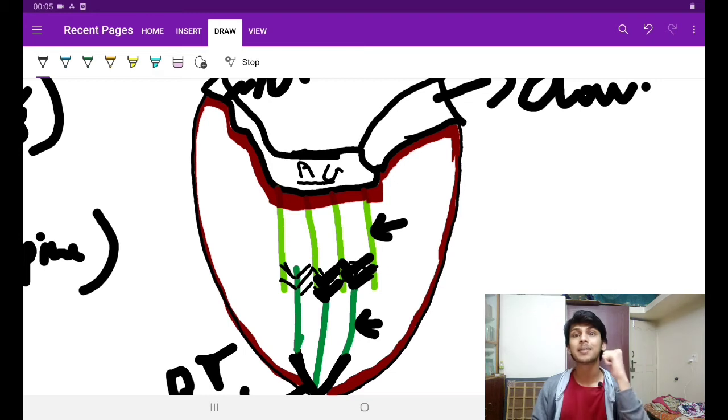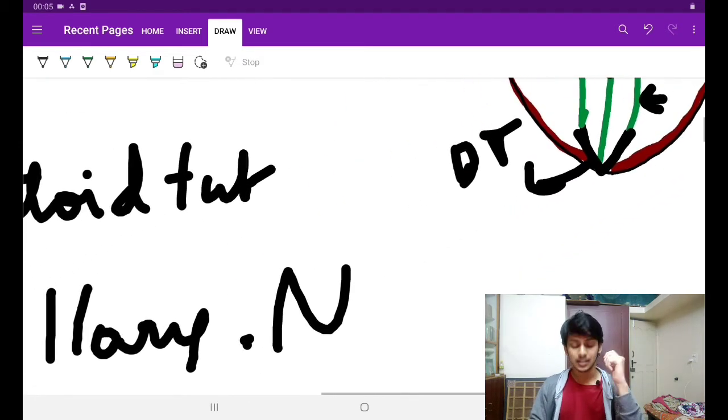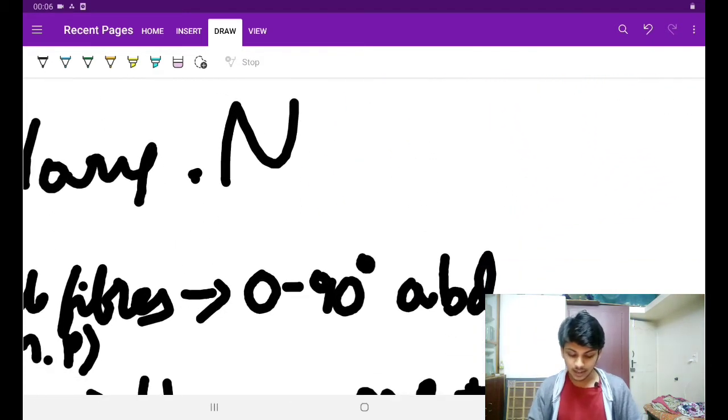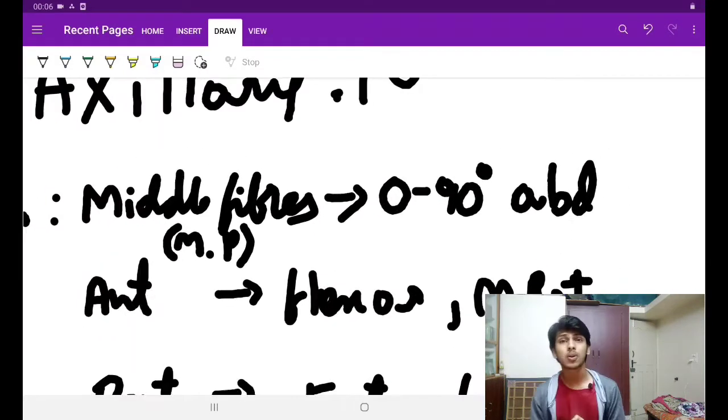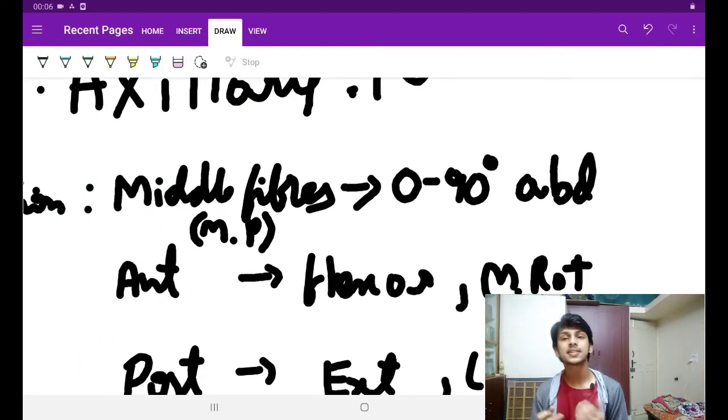So the middle fibers basically are multipinnate. The multipinnate fibers are a very strong abductor of the shoulder joint. Some references say it as 0 to 90 degrees, others say 15 to 90 degrees. The first 15 degrees of abduction is done by the supraspinatus muscle, and 15 to 90 degrees by the deltoid muscle, especially from the middle fibers.